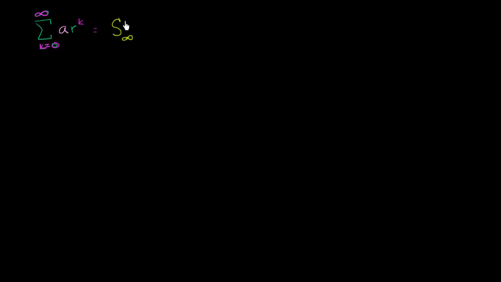And so this, if we were to expand it out, is going to be equal to a times r to the 0 power, plus a times r to the first power, plus a times r to the second power, plus, and we could just keep going on and on and on. I think you get the general idea.